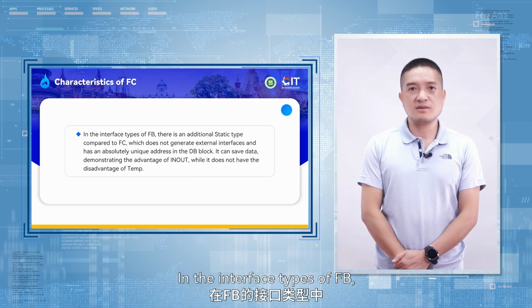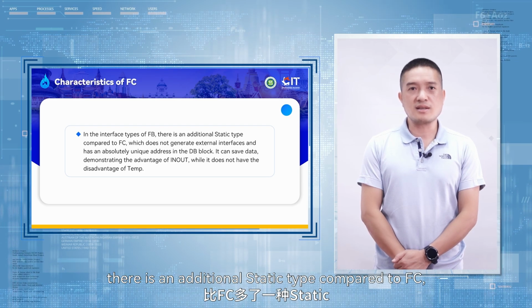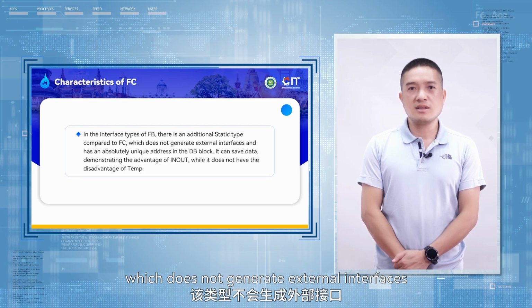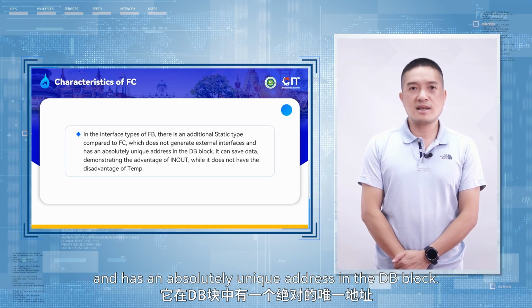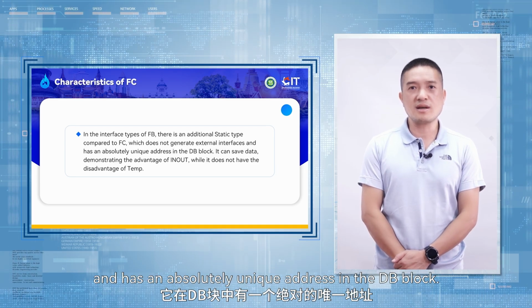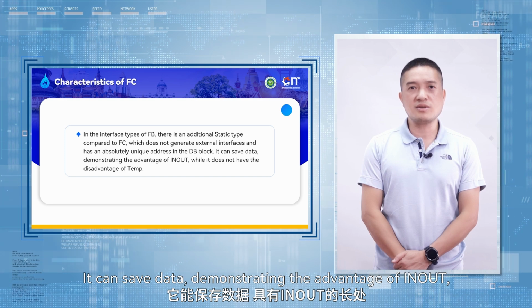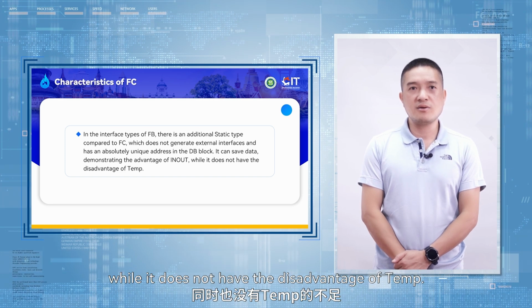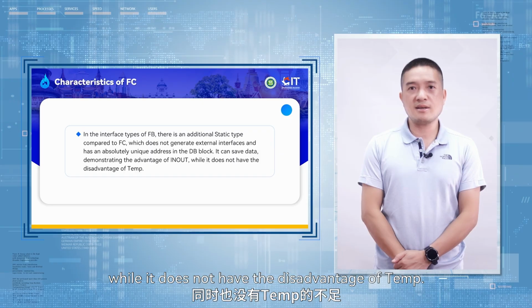In the interface types of FB, there is an additional static type compared to FC, which does not generate external interfaces and has an absolutely unique address in the DB block. It can save data, demonstrating the advantage of in-out, while it does not have the disadvantage of temp.